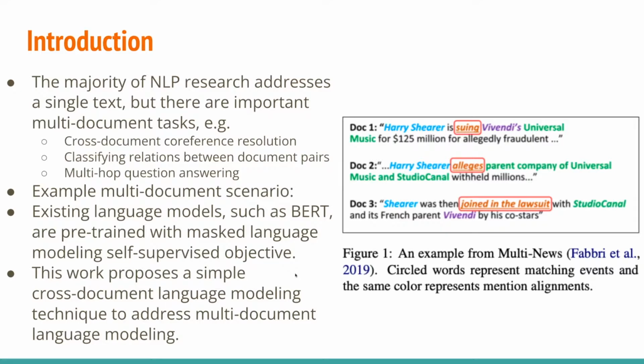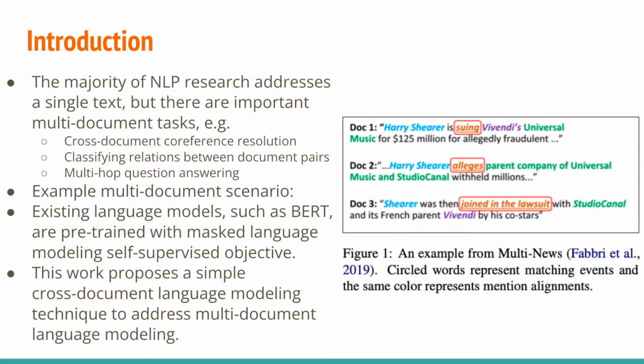Here there are 3 documents, and each document contains a sentence that is actually very similar. So, for example, Harry Scherer is suing blah blah blah. And similarly, in document 2, Harry Scherer alleges, or document 3 saying Scherer was then joined in the lawsuit. So they're all about this suing and lawsuit.